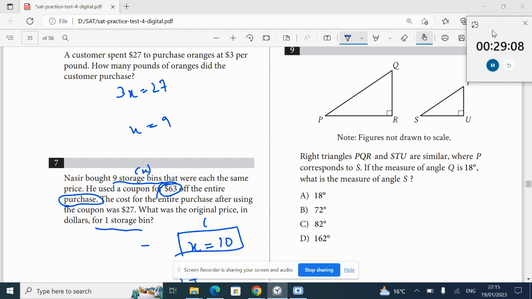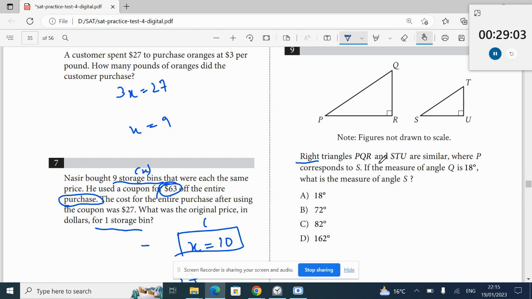Okay, then we have these two right angle triangles, which are similar, where P corresponds to S. If the measure of angle Q is 18, what is the measure of angle S? If this is 18, this is also 18. So we can just do 180 minus (90 plus 18). 180 minus 90 is going to be 90, and then minus 18 is going to be 72. So this is B.